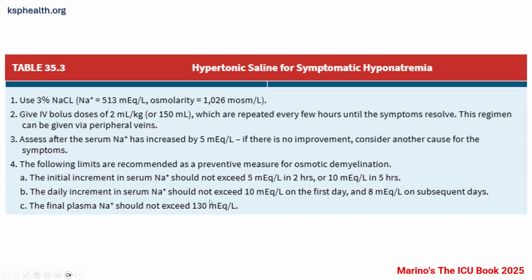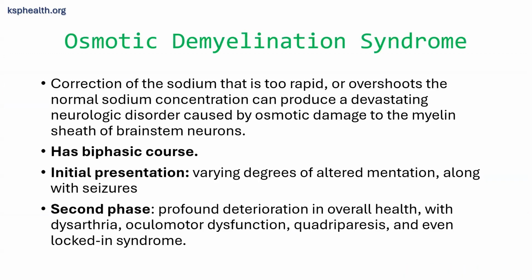So the final plasma sodium should not exceed 130 milliequivalents per liter. What he's trying to say is that overshooting can happen, which can cause osmotic demyelination, so he wanted to have a buffer. When you treat with hypertonic saline, the serum sodium sometimes goes beyond, sometimes into the 145, 150 range. So you want to avoid iatrogenic osmotic demyelination syndrome.